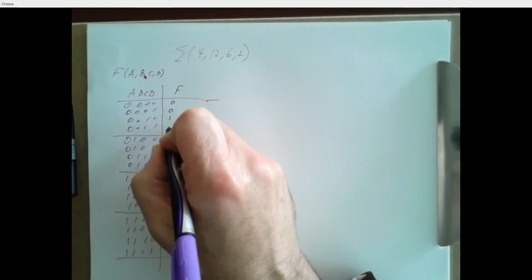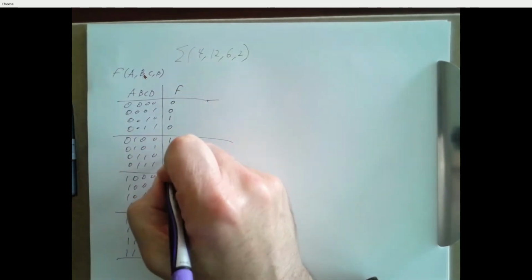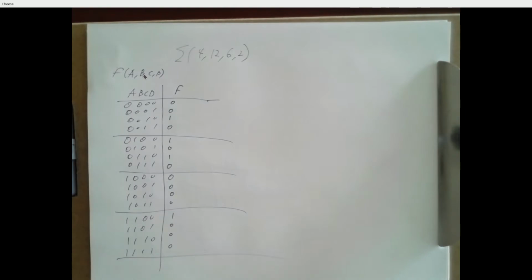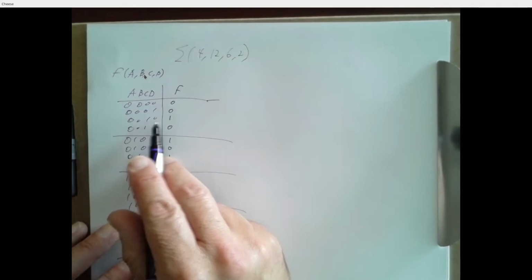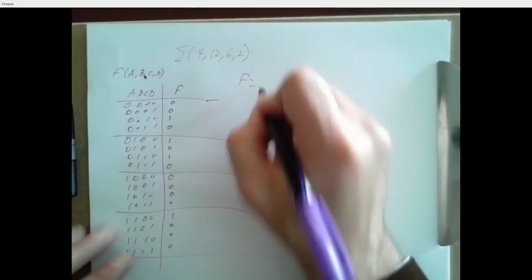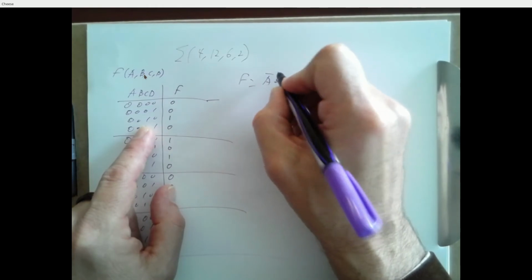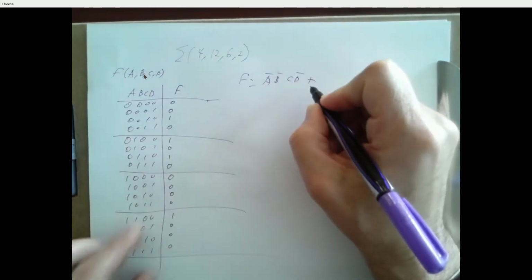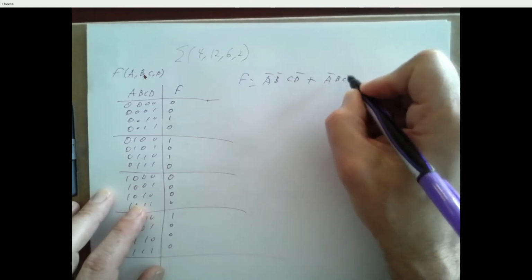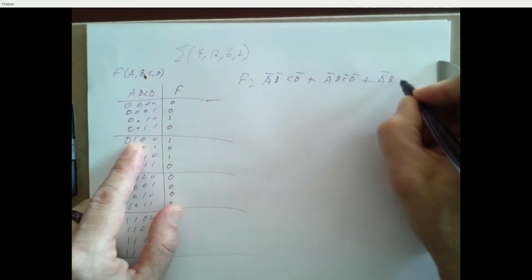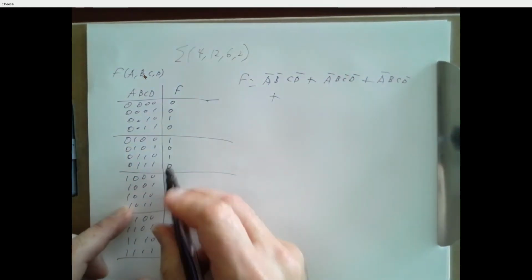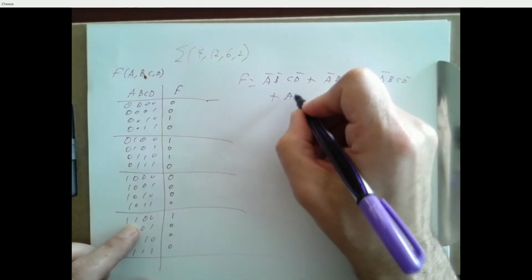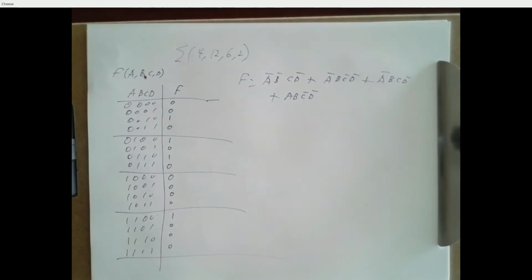All right, so we've got outputs at terms 2, 4, 6, and 12. For sum of products, we just write down the minterms associated with each of these one outputs. So that's going to be A bar, B bar, C, D bar. And the 4 term will be A bar, B, C bar, D bar. That's this one. And the 6 term will be A bar, B, C, D bar. And the 12 term will be A, B, C bar, D bar.